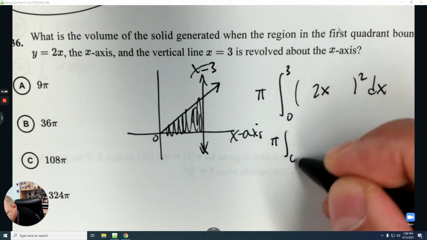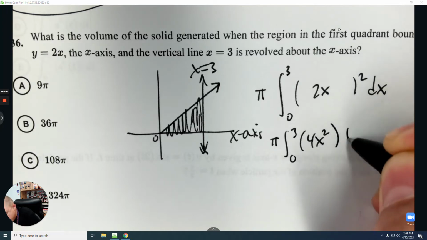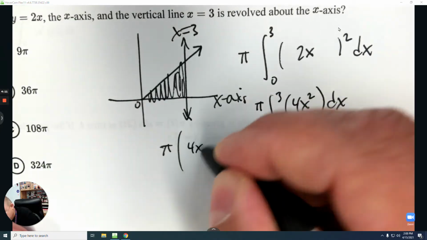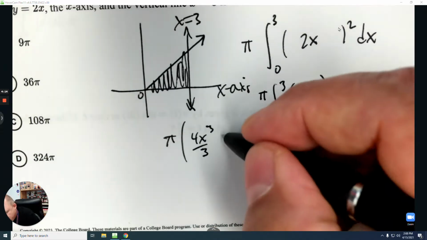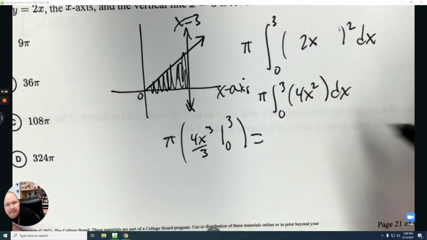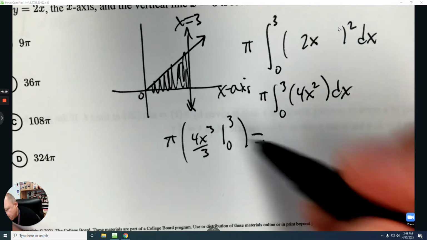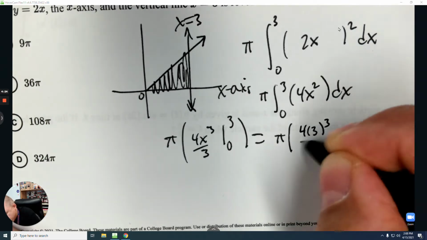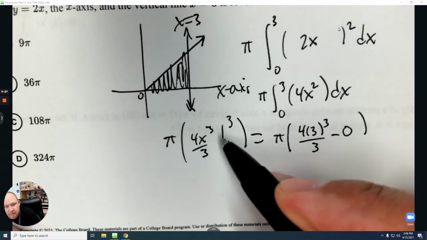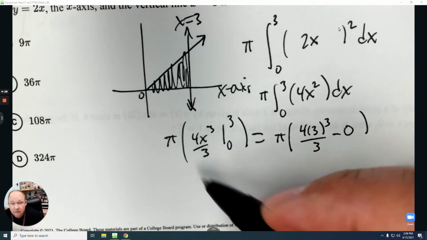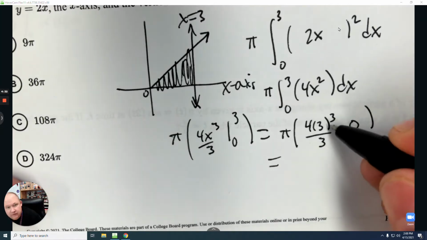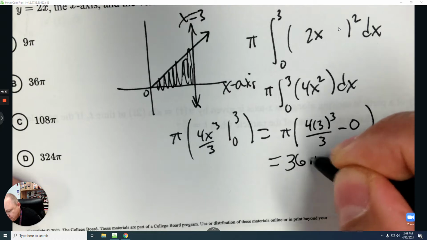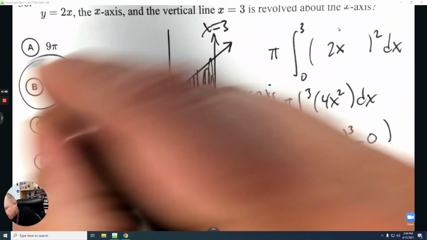So this is 4x squared. I'm going to integrate it. So add 1 to the exponent and divide. And again, we're integrating from 0 to 3. After you integrate it, plug in the upper bound, subtract the lower bound. When I evaluate at 0, the answer is 0. And this is 27 divided by 3. That's 9 times 4, so that gives me 36 pi. So the answer matches with B.